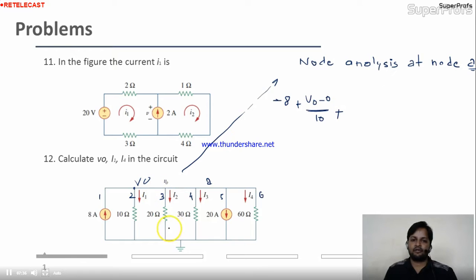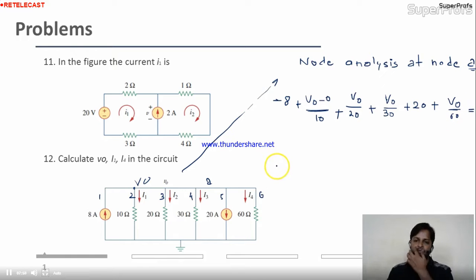Next, (V0 minus 0) divided by 20, V0 by 20 I can write this. Next come to 30, V0 divided by 30. Next, plus 20 is outgoing current. Plus 20, that's why I'm writing plus, because this is the outgoing current. Come to the next. Next is nothing but V0 by 60. Is there any problem? Equal to 0. Okay, this is first branch, this is second branch, third branch, fourth branch, fifth branch, and sixth branch.